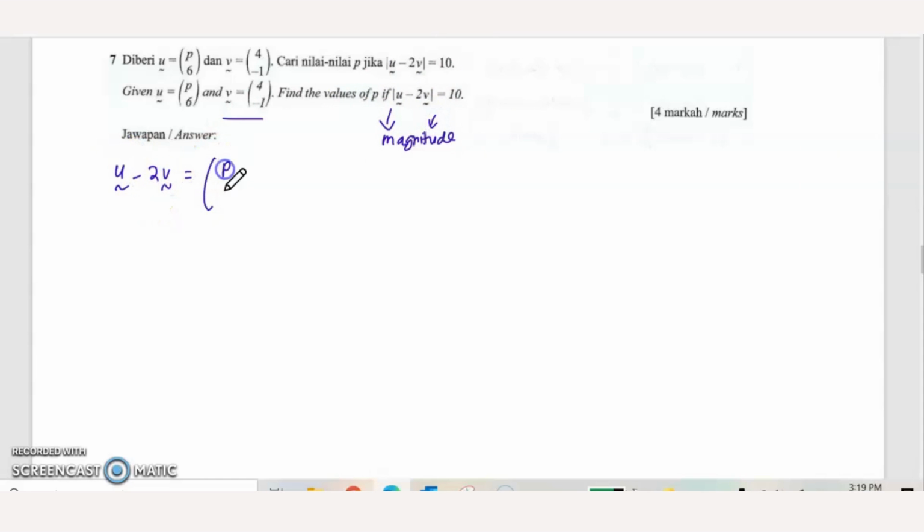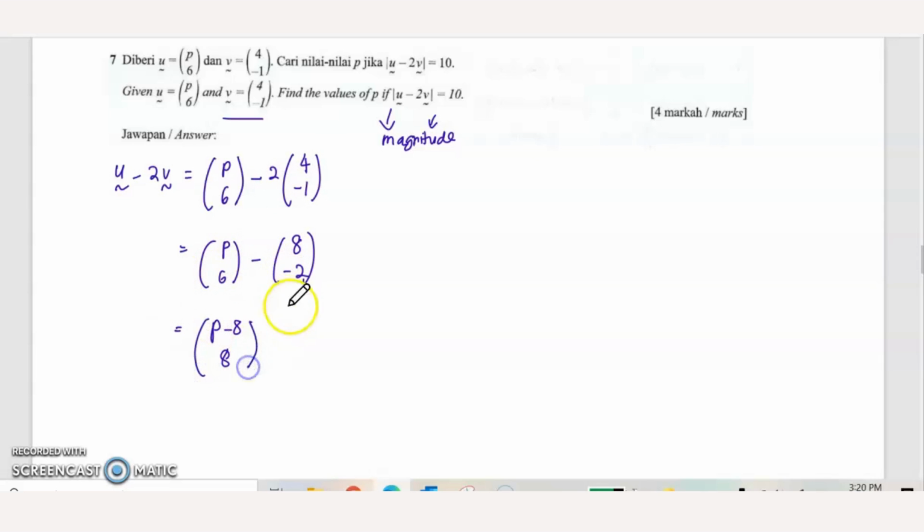So we take U first, (P, 6) minus with 2 and then V for (4, negative 1). Okay, and then we get P, 6 here minus with 8 and then 2 times negative 1, negative 2. So we get P minus 8. 6 minus 2, we get 8. Okay. And this one ialah magnitude. So magnitude kita kena masukkan ke dalam formula magnitude lah. Okay. So formula magnitude.